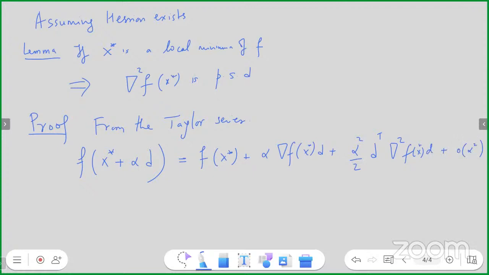Okay. That far we go directly from the Taylor series. And if I use my previous lemma, I can get rid of this quantity also because X star is a local minimum. So this also goes away. So I'm left with these terms. By definition, this is larger than this. What can I conclude about this?